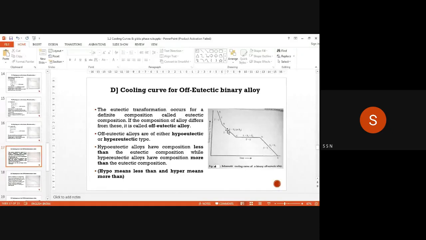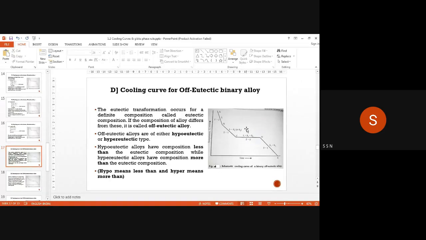It has four different lines: A to B, B to C, C to D, and D to E, having different compositions or different phases present, different degrees of freedom present while cooling. So if you cool from this A point, it will come to B point having only one phase, the liquid phase, and having degrees of freedom 2. That means without changing that liquid phase from A to B, you can vary two things, either temperature or concentration. Next, from B to C point, two phases will be there.